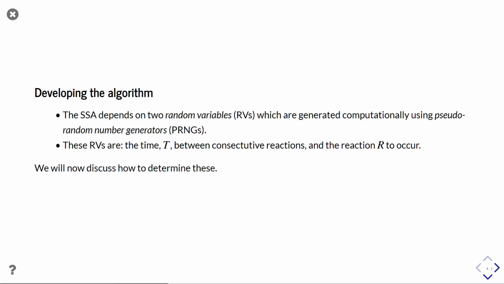The two random variables that the algorithm relies on are the time capital T between consecutive reactions and the reaction R that occurs.